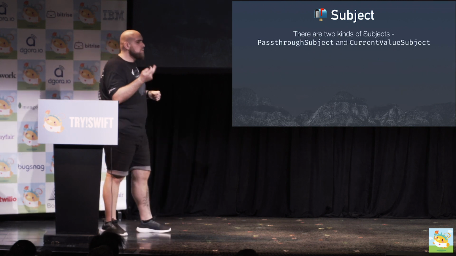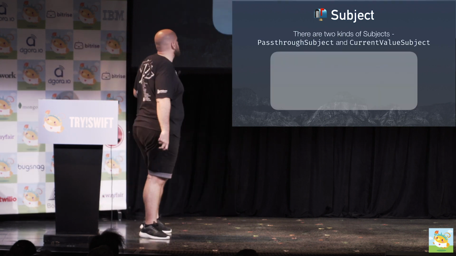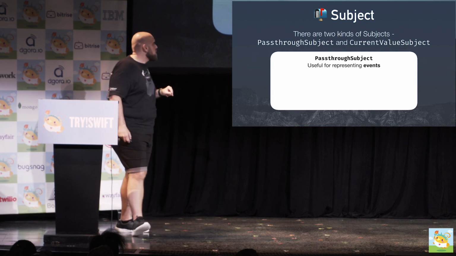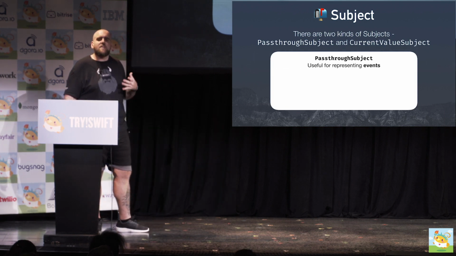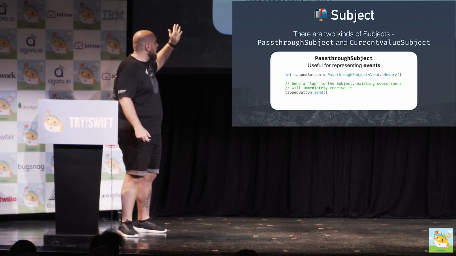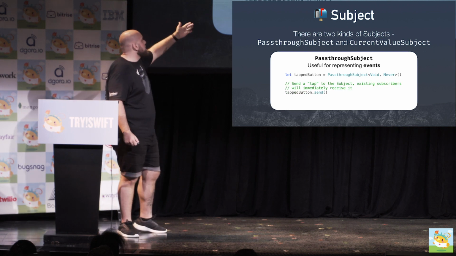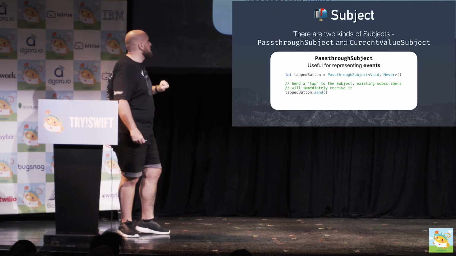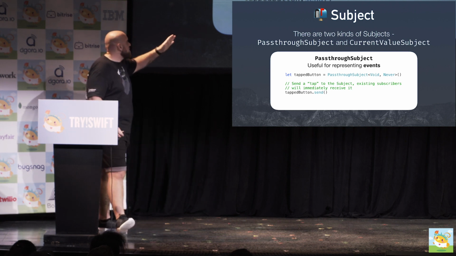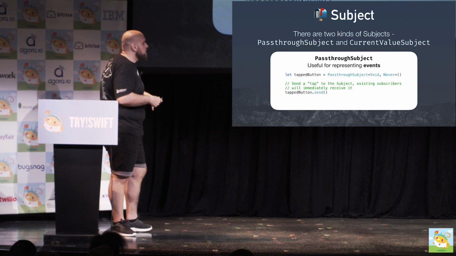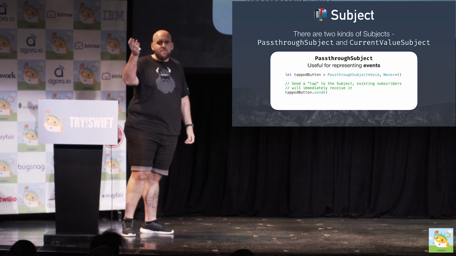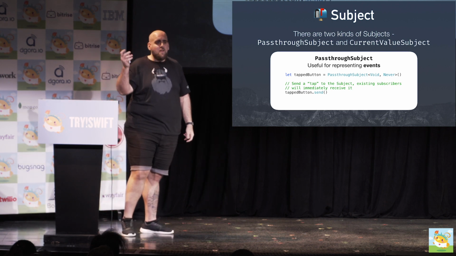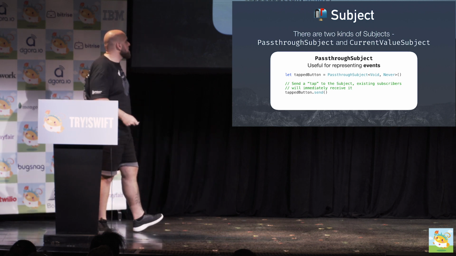So in Combine, we have 2 kinds of subjects provided for us. The first one is called a pass-through subject, which is really useful for representing events, things that happened. For example, a tap event. I can have a tapped button pass-through subject whose output is a void and never errors out, and I can just send an event to it, sending a tap to the subject. And existing subscribers will be notified that this tap happened and can react to that and update the app accordingly.